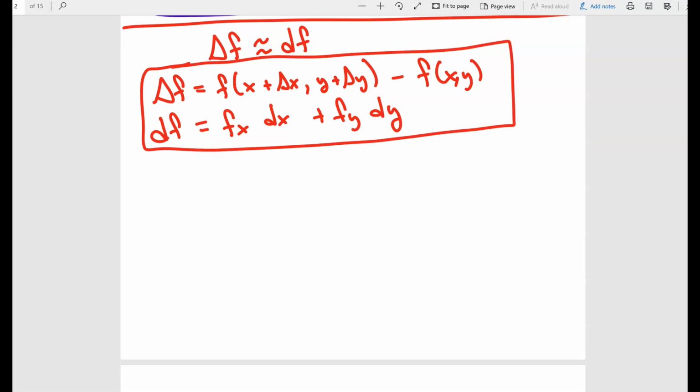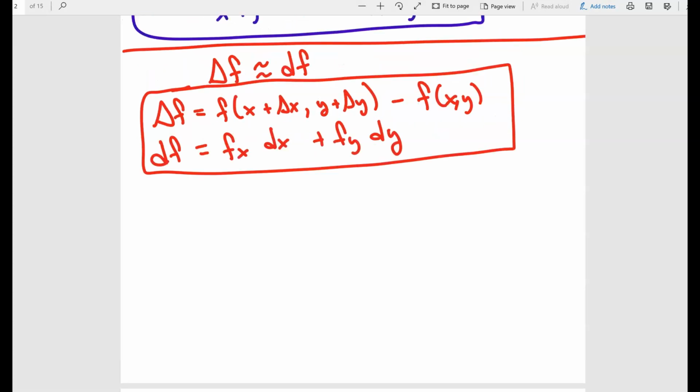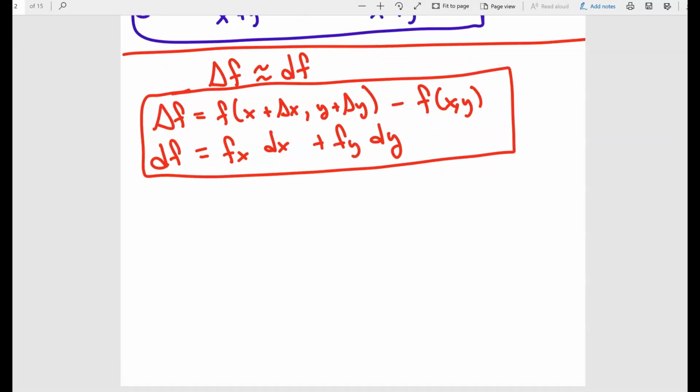So it's helpful to figure out errors and changes by just using the derivative. So in the next video, I'm going to show you a problem in which you use the differential and compare it with the actual function.